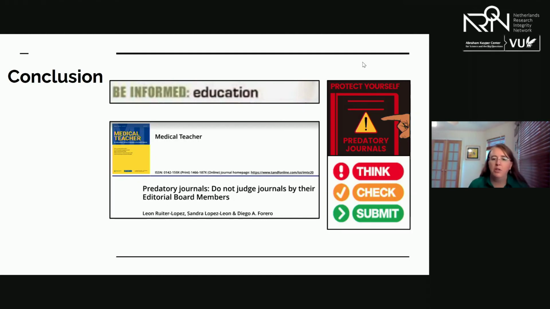And my conclusion, well, our conclusion is in the title of this publication, which is: do not judge journals by the editorial board members. If you're in doubt, you can always send an email to that editor and ask them, are you an editor?